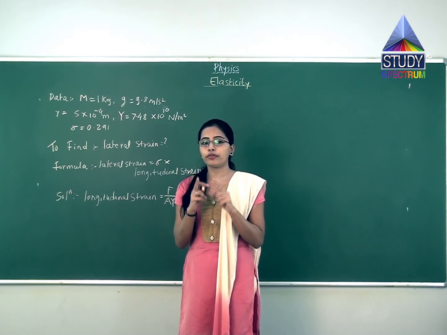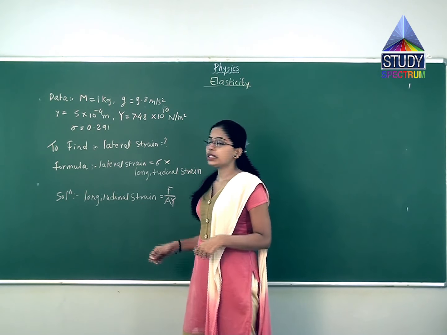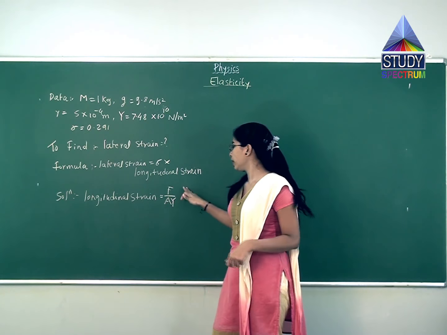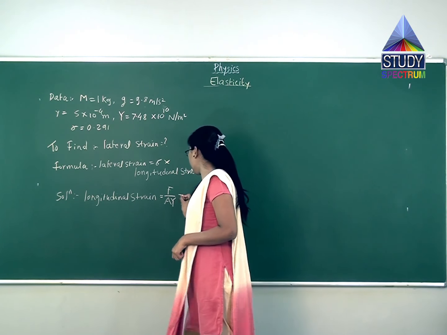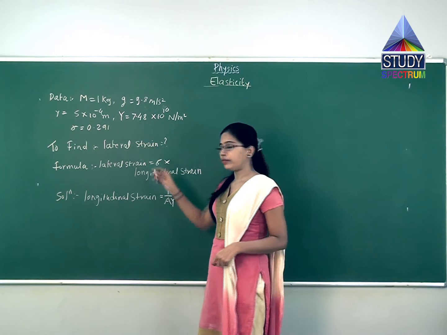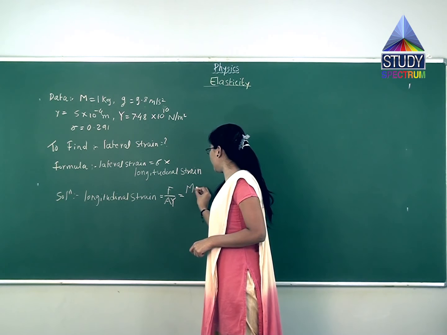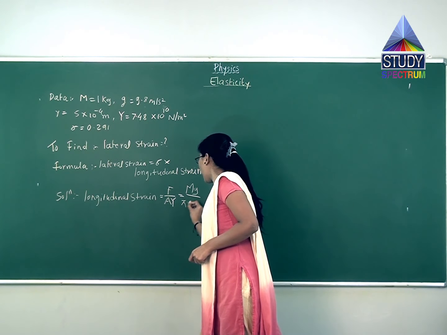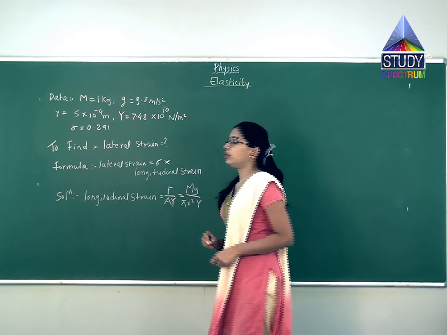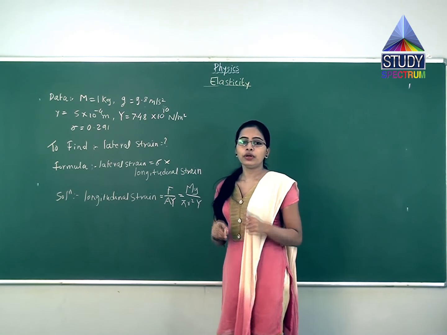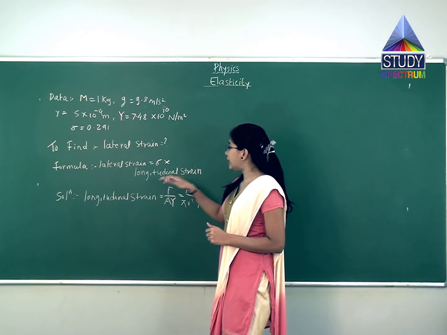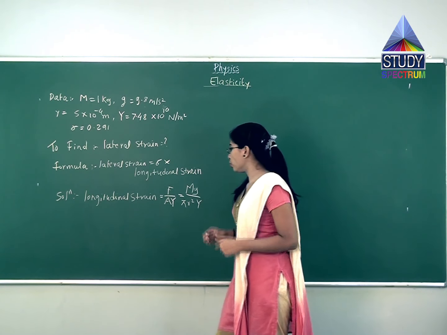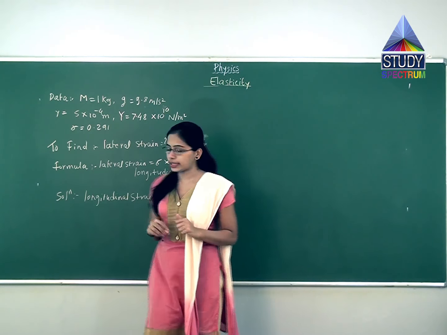So from that particular formula we will write the expression for small l upon capital L directly, as longitudinal strain is equal to F upon AY. But here force directly is not given, so we will write here M into G. Area is also not given, so we will write it as pi r square into Y as it is. So now the formula for lateral strain will be sigma into this formula. So I will write it here so you can see.